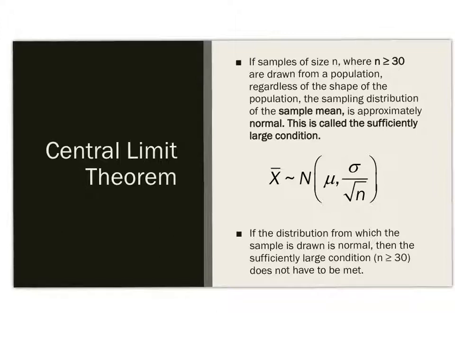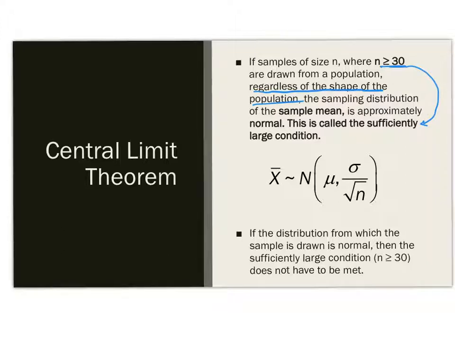The central limit theorem says this: if we take a sample size of n, where n is greater than or equal to 30, drawn from a population, and regardless of the shape of the population, this is one of the most important parts of it, the sampling distribution of the sample mean, remember we call the sample mean x bar, will always be approximately normal. This n greater than 30 is called the sufficiently large condition.